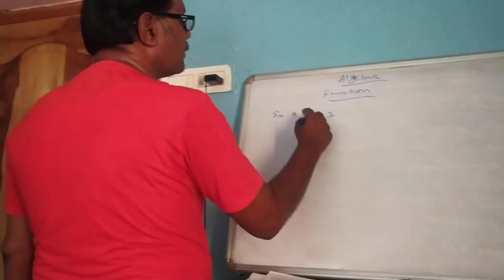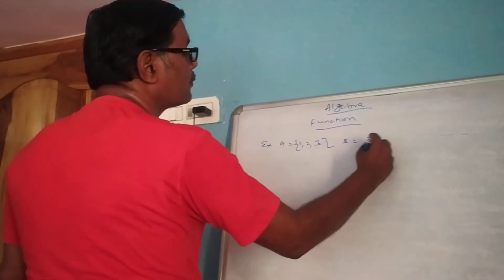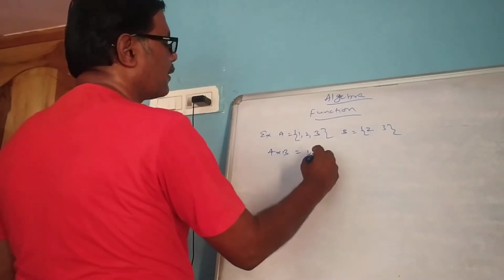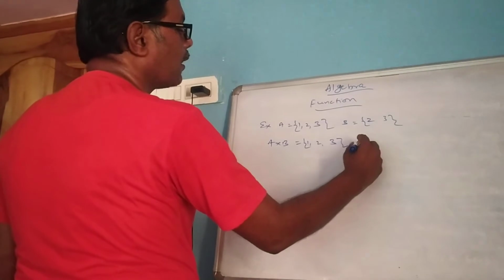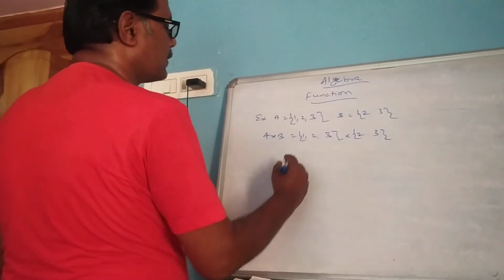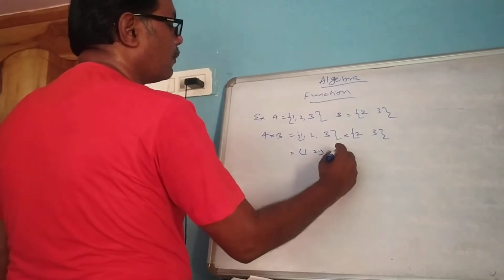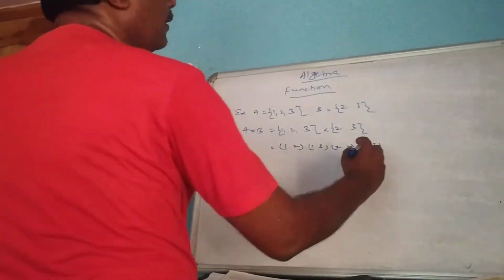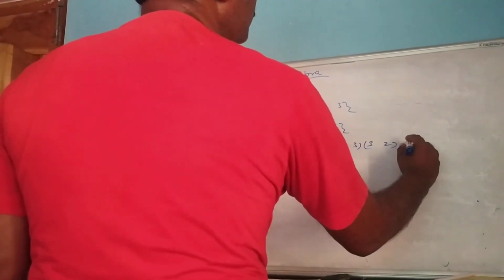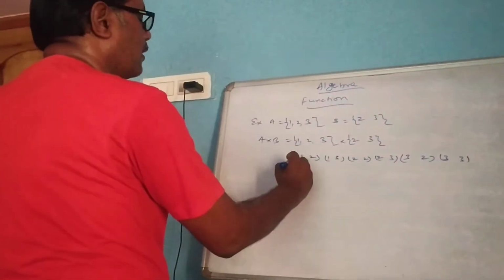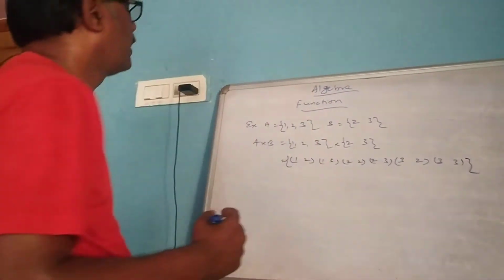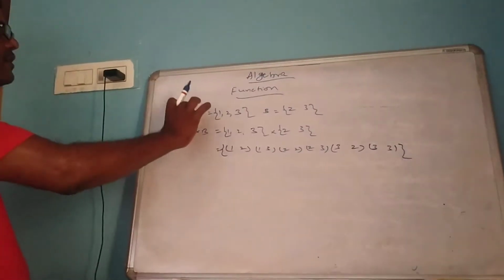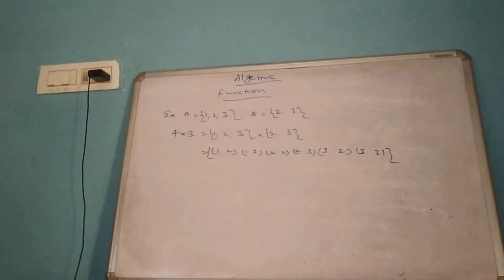Let A be {1, 2, 3} and B equals {2, 3}, for example. Now A cross B is equal to {1, 2, 3} cross {2, 3}. You take it like this: (1, 2), (1, 3), (2, 2), (2, 3), (3, 2), (3, 3). This is called the Cartesian product of sets.